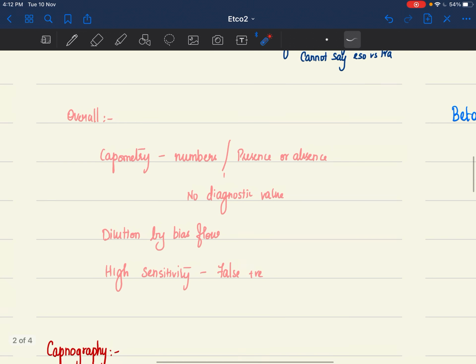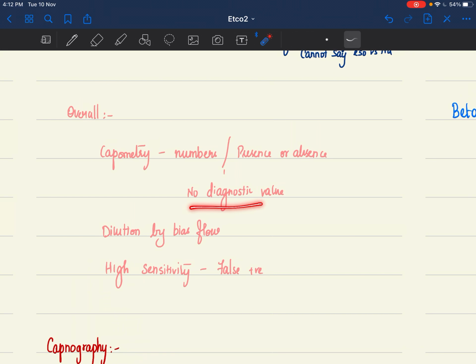Overall, capnometry says a number and it has no diagnostic value, and it can be diluted by bias flow. Bias flow is the continuous airflow in the ventilator tubings even during the exhalation phase. We saw about that in the previous classes. Plus, the high sensitivity may work as a disadvantage, giving false positives. See, if you intubate into the esophagus, a small amount of carbon dioxide will still be there. Color changing colorimetry will change color because a small amount of carbon dioxide is there. So you end up not knowing whether you have intubated the patient tracheally or esophageally. So the high sensitivity gives a false positive reading and does not work as an advantage to us.